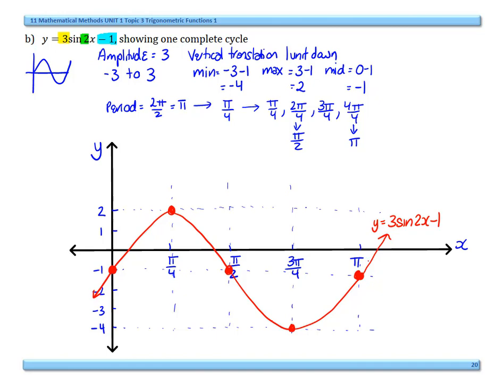When we solve trigonometric equations, we'll get to the stage where we can find these x-intercepts, but at the moment it's not required. We have provided enough information on that graph and it doesn't say to find x-intercepts.